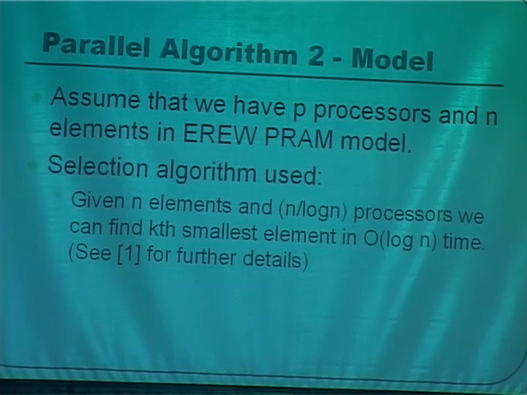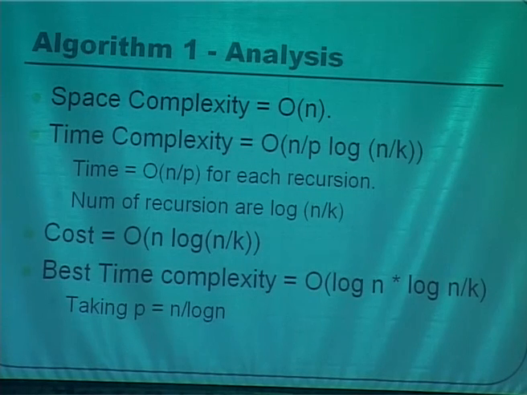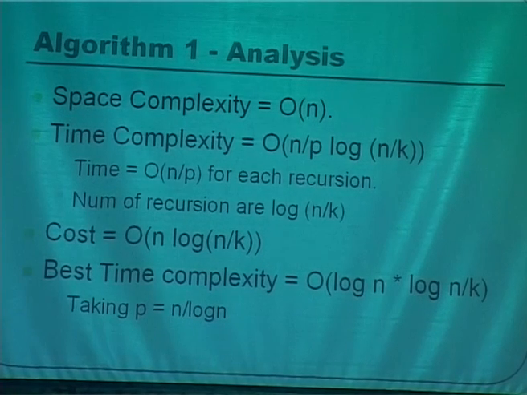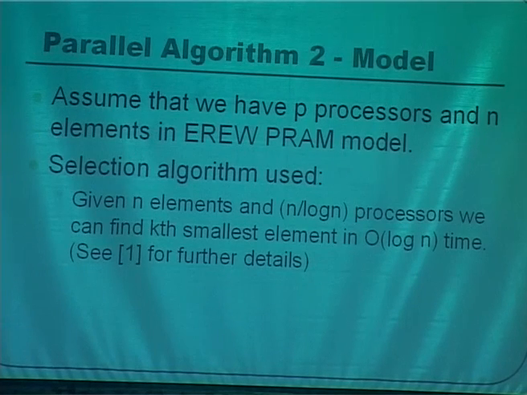Now let us consider the case when we have the EREW PRAM model. Go back, what you are saying: the time complexity becomes log n into log n by k. The time complexity is the same, sir, of the same order. But this cost is less by a factor of log n. We are using n by log n processors, and they are using n. So that log n factor comes.